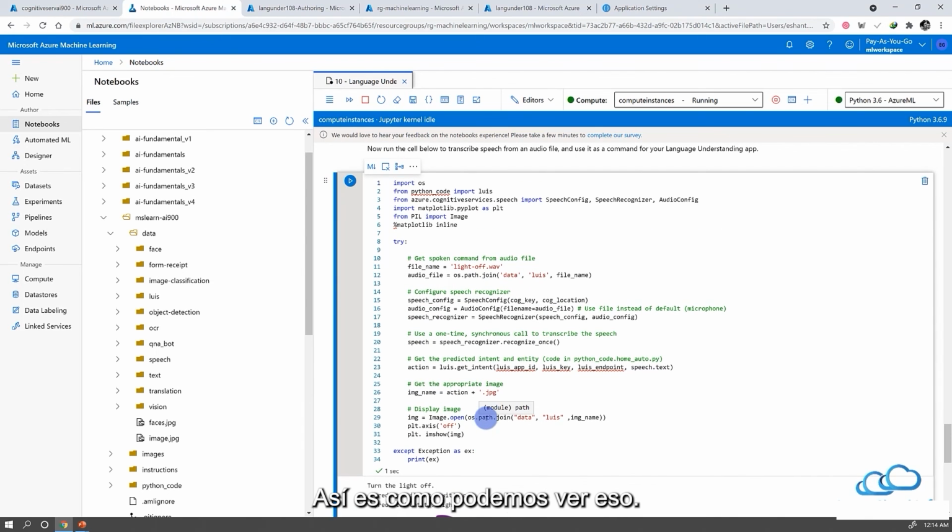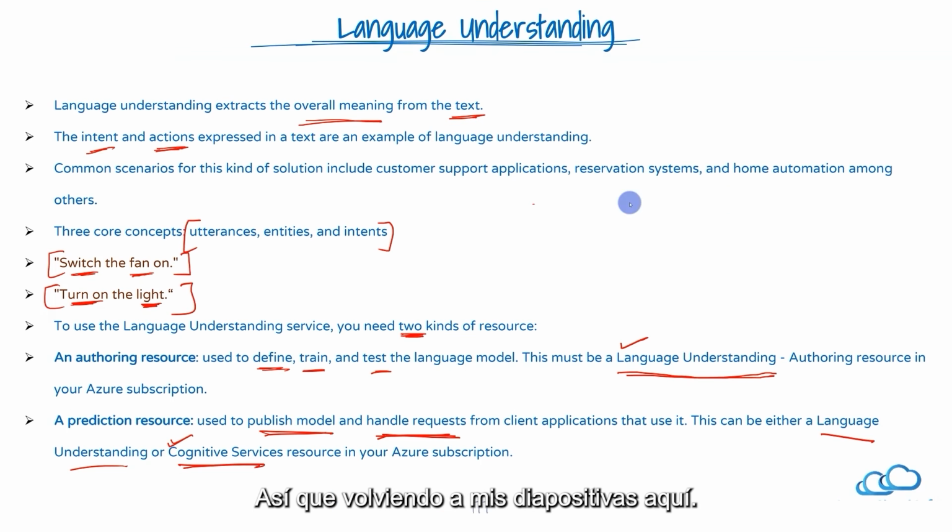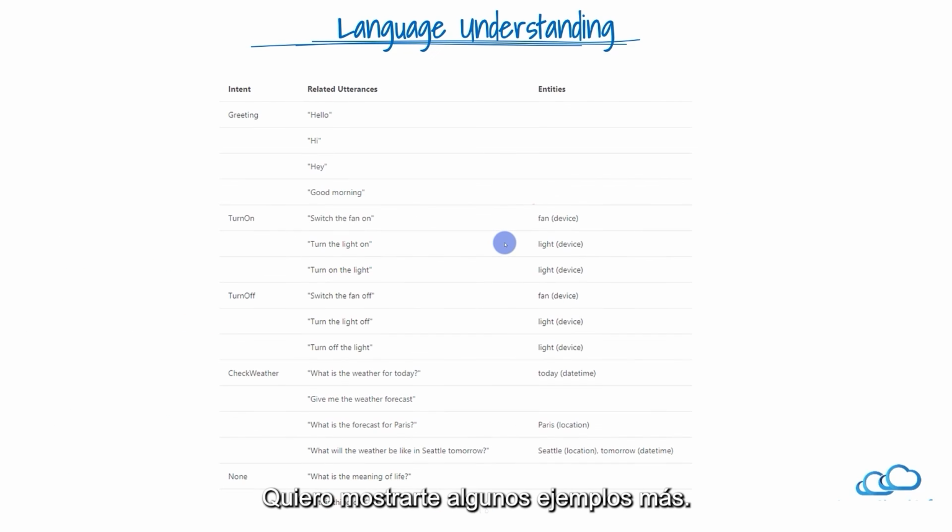So this is how we can see that using our language understanding model, we can give the utterance or the input, whether in the form of text or in the form of voice or the audio, and our model is able to understand that, able to figure out the intention or the purpose or the goal of that command and take action accordingly.